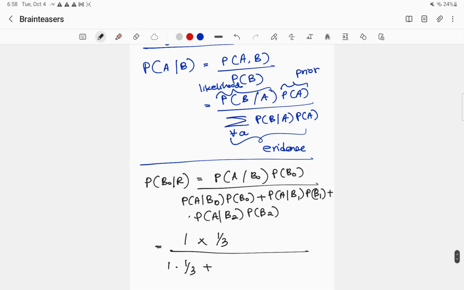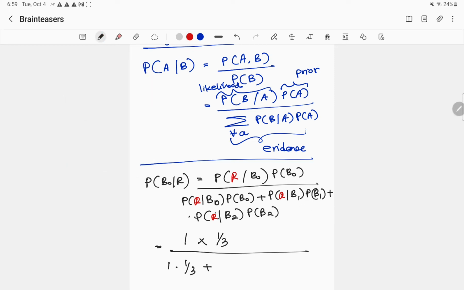So, I think I missed it. This should be all reds. The A's should be reds. They should be red. Okay, now it's clear. So, the second term of the denominator, we are going to write it down next.